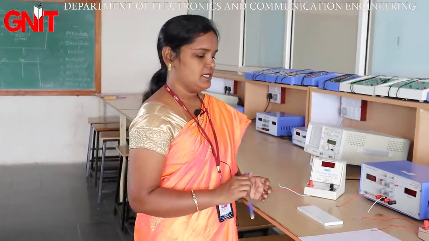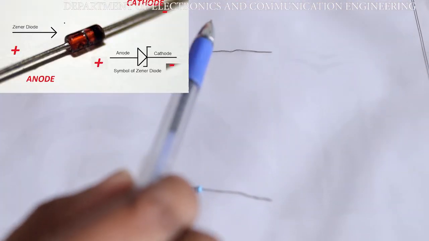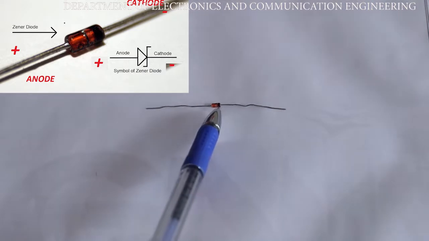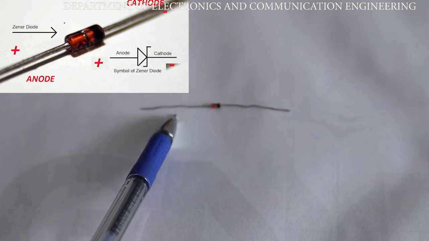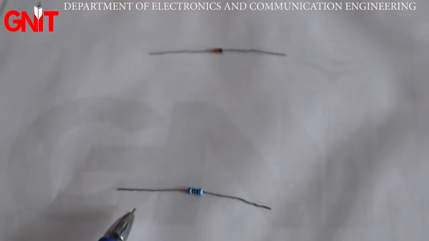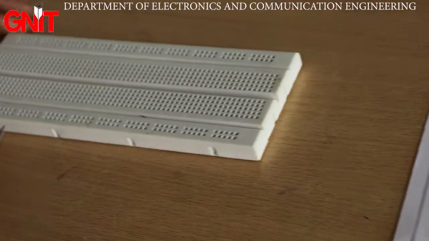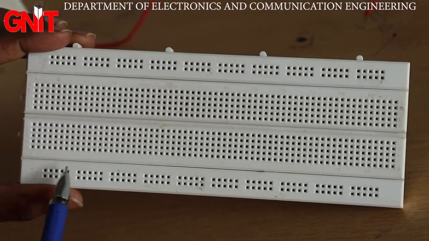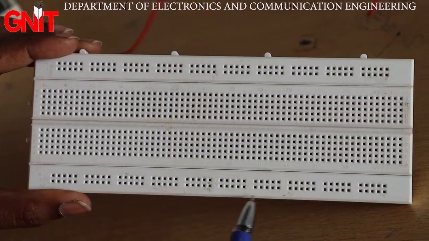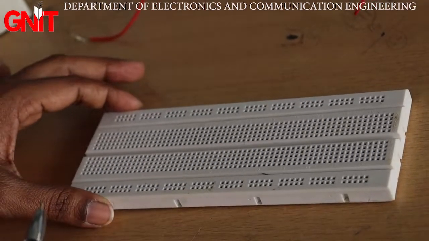Now let us do the circuit diagram of Zener diode characteristics. This is the physical device of Zener diode which has two terminals. To identify the anode and cathode, we have a black color strip on the right side. So this terminal is called the cathode, the opposite terminal is called the anode. And this is the 1 kilo ohm resistor, and this is the breadboard which can be used to construct the circuit diagram. The above two lines are used for grounding purpose and the below two lines are also used for grounding purpose. In between we are going to make the circuit connections.